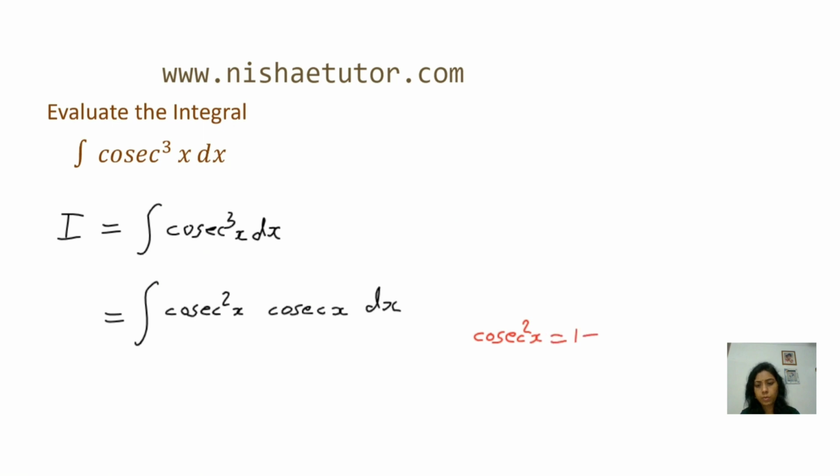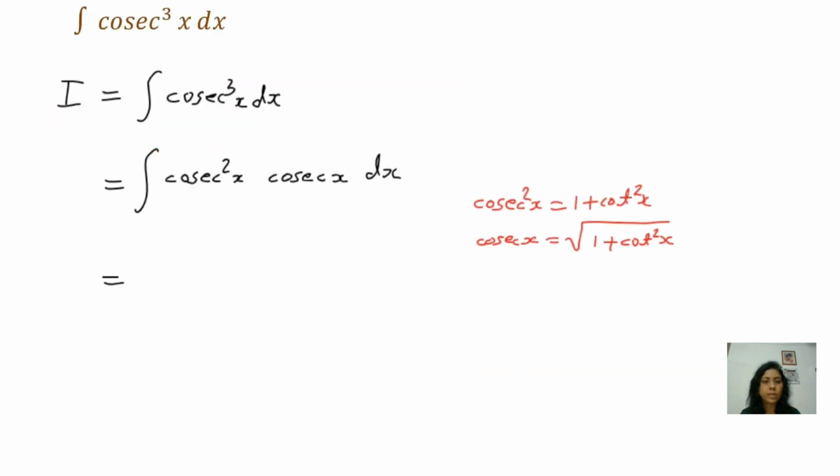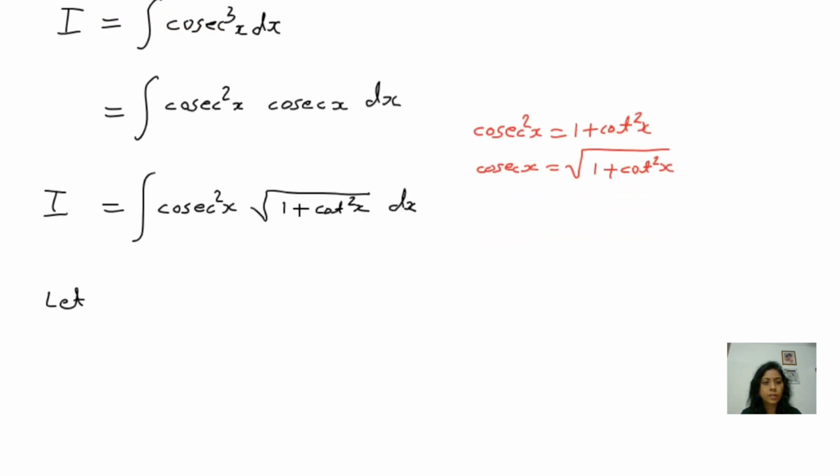is equal to 1 plus cot square x, and when we find cosec x, the other side is the square root of 1 plus cot square x. This cosec x value we can substitute here, and cosec square x we write as it is. So here we substitute the square root of 1 plus cot square x dx. Here let cot x equal t.